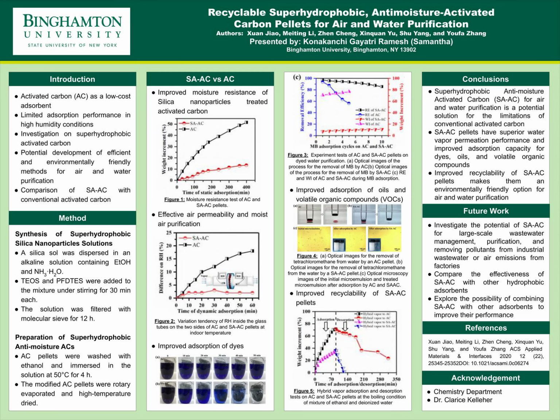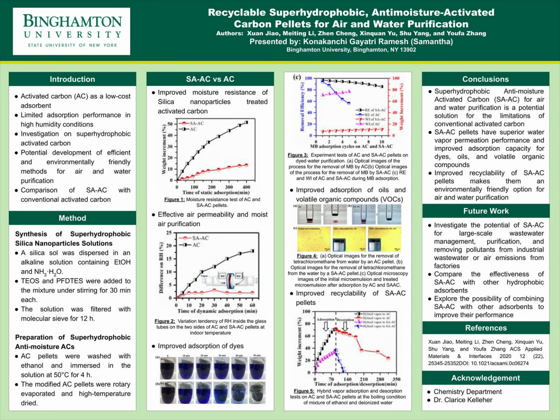The first thing I would like to mention is the moisture resistance. SAC has improved moisture resistance compared to conventional activated carbon. As you can see in the graph in figure 1, the plot of AC has a much higher weight increment than that of SAC, because SAC didn't absorb moisture, it was able to absorb pollutants. Whereas AC had a much higher weight increment because it had absorbed a higher mass of moisture, which makes it higher in weight, and hence it was not able to absorb much pollutants.